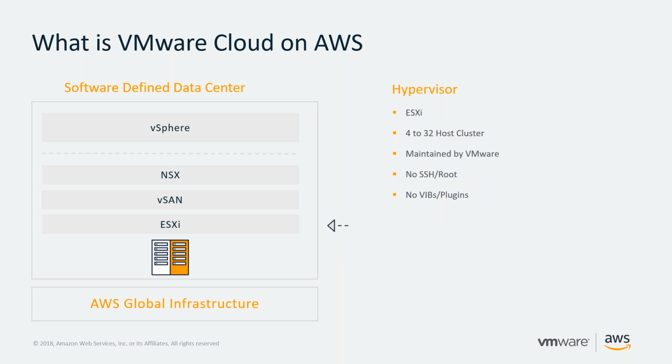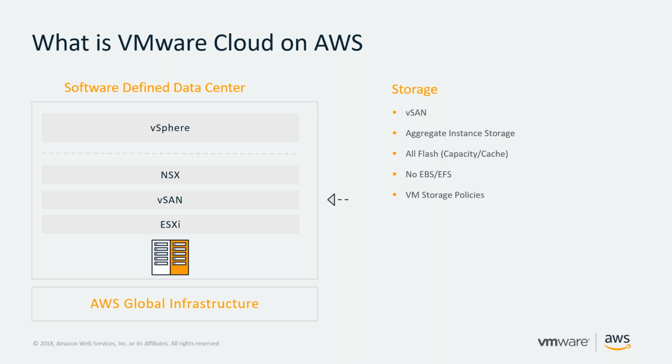So with the hypervisor, ESXi, you do have the option to start with a minimum of the required 4 hosts, and then you can expand out to 32 hosts as needed for your cluster. This is, again, maintained by VMware. There are limitations where you can't access SSH or root access to your host. Also, you can't deploy any VIBs or plugins in your vCenter server environment or onto your host.